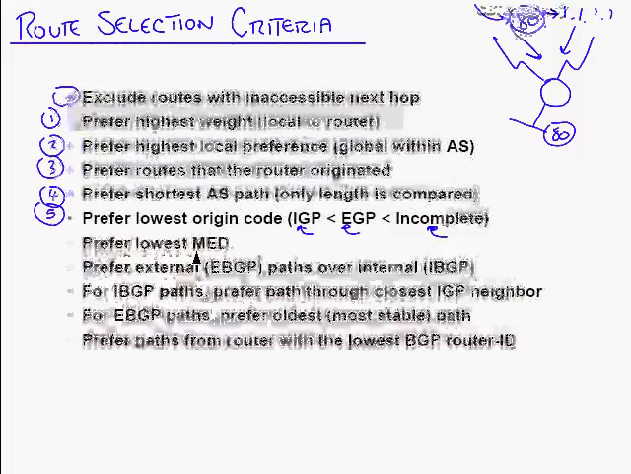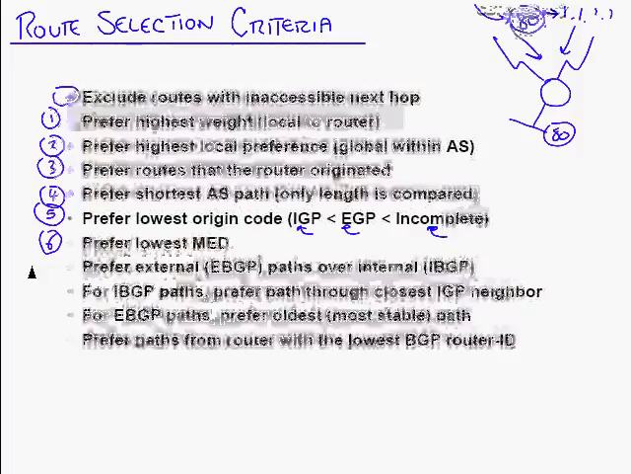Now, if those are tied, as in the route has the same origin, it finally looks at the MED. That is the way that you can influence other autonomous systems to have a preferred route into your network. So way down, number 6 on the list is your influence to other autonomous systems.